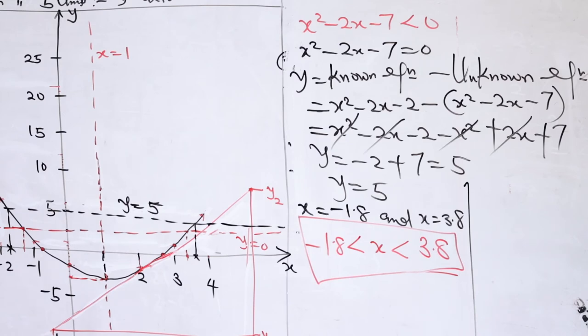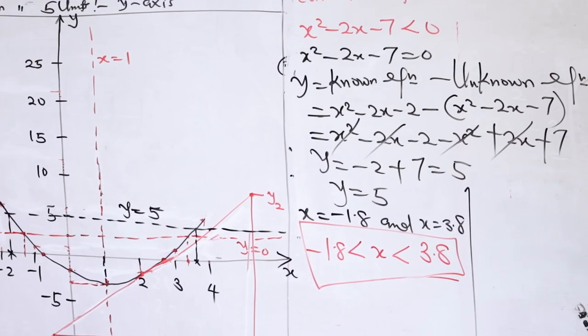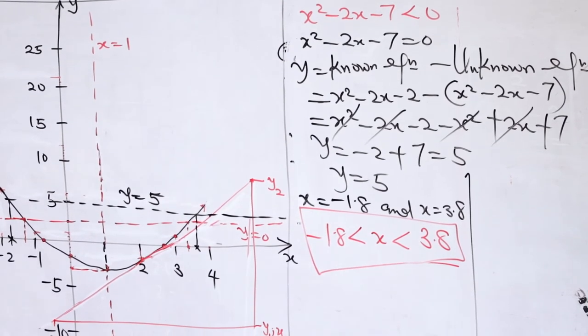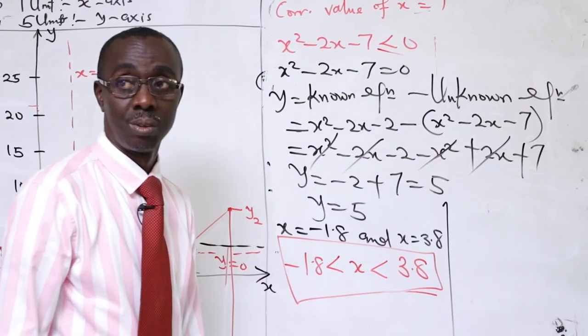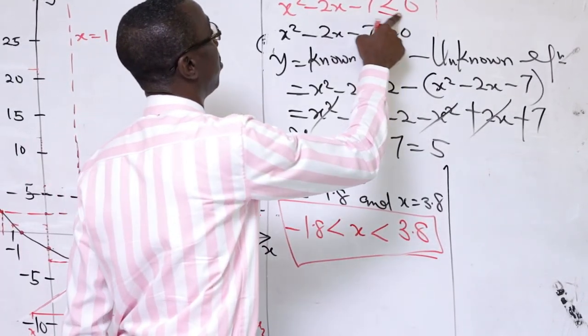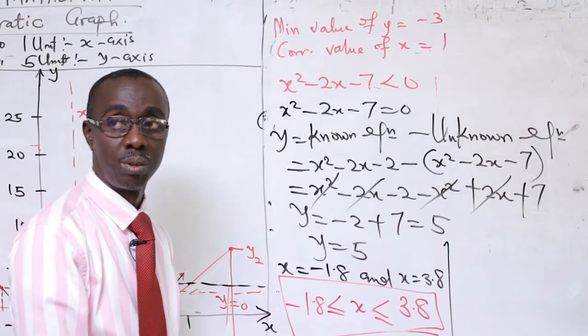Great. The next question. Why is it not equal to? Because this does not have equal to. If it has equal to, then this will have equal to, this will have equal to. Are we communicating? Thank you.